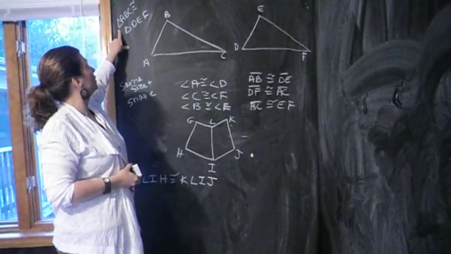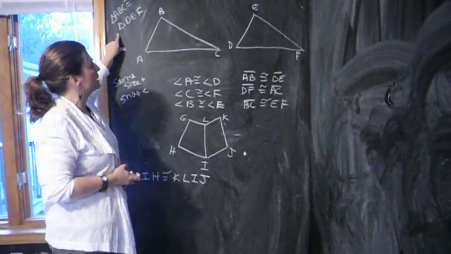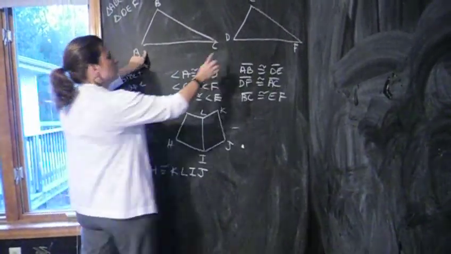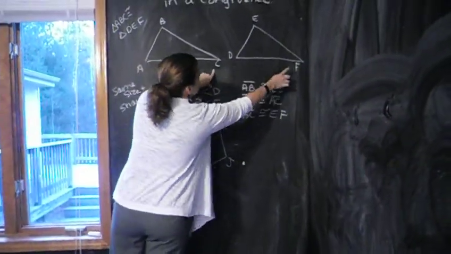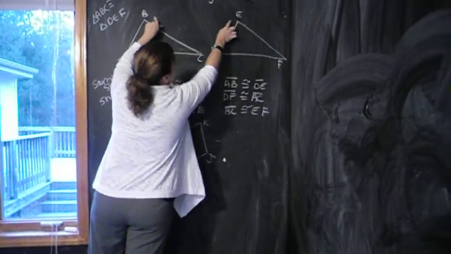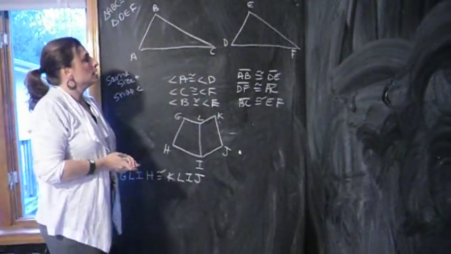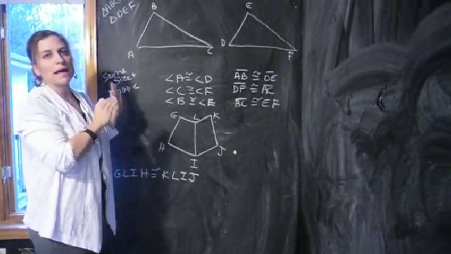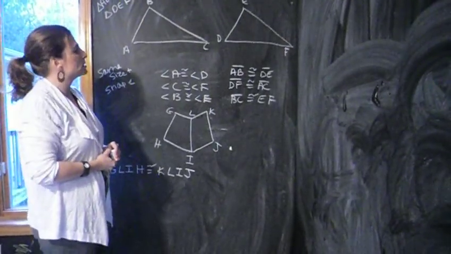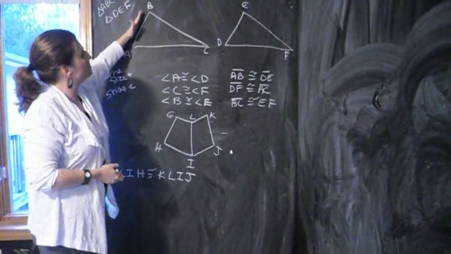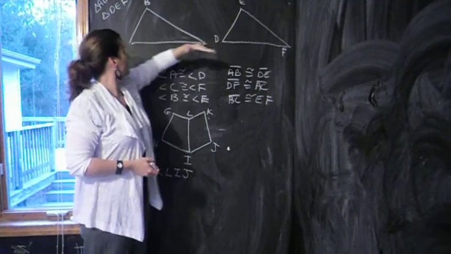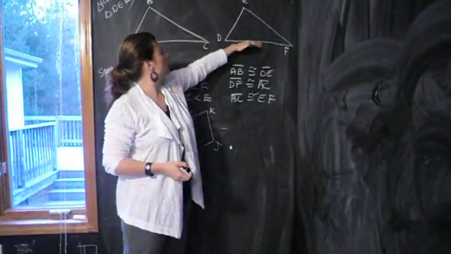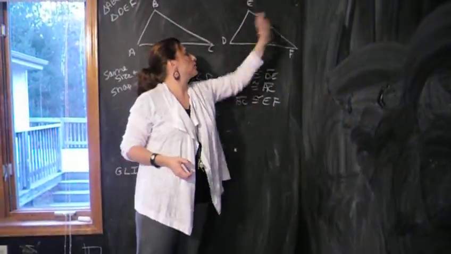So if these two triangles are congruent, you have to figure out, well, which corresponds with which. So if triangle ABC is congruent to DEF, that means that A is congruent to D, C is congruent to F, and B is congruent to E. You have to be really careful because you don't want to match up the wrong angles or the wrong sides.